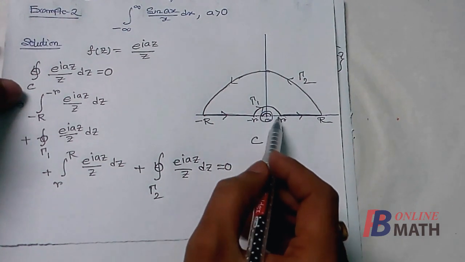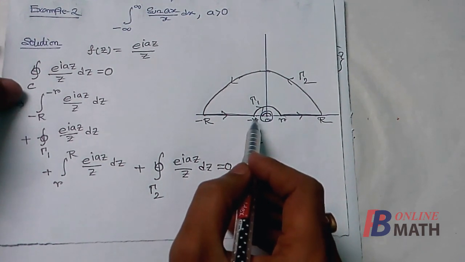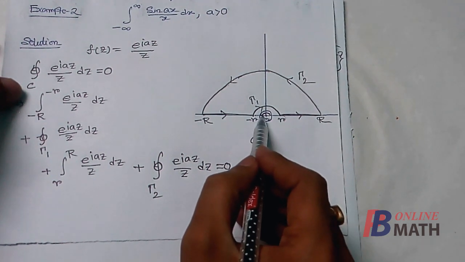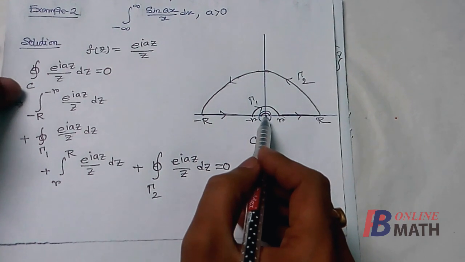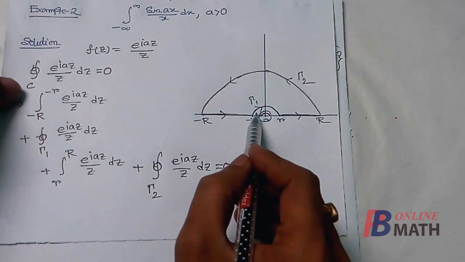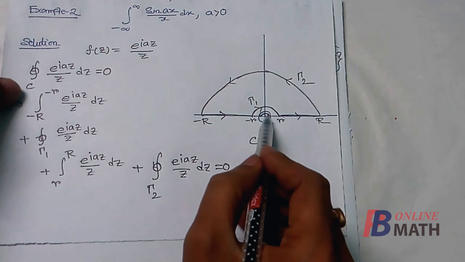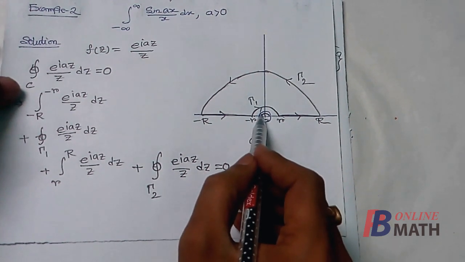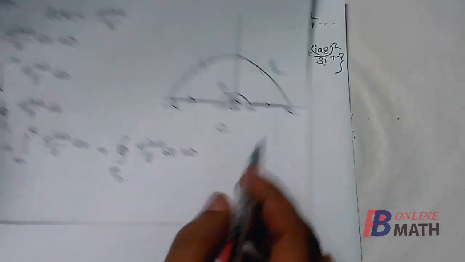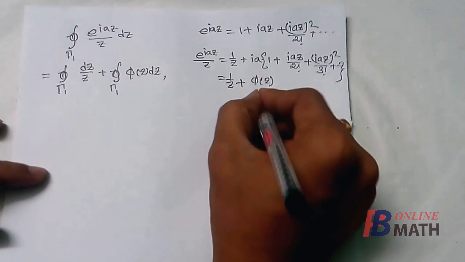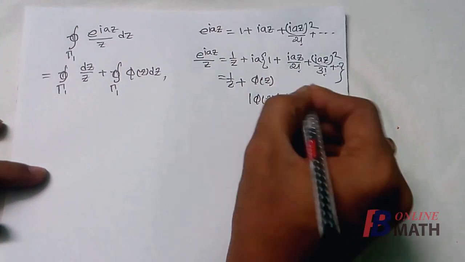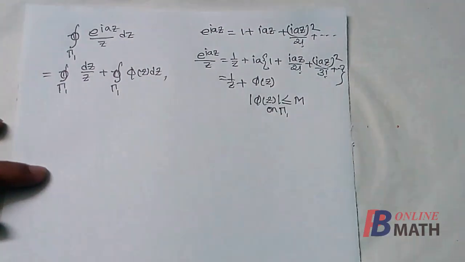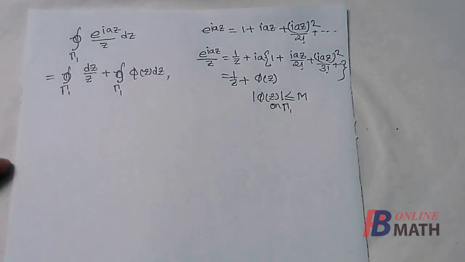Now small r is arbitrary, so we can select small r so small such that this inner semicircle lies entirely within this neighborhood. So for some small value of r, this inner semicircle lies entirely within this neighborhood where the function phi z is bounded. Now since this inner semicircle lies within this neighborhood, we can conclude that the function phi z is bounded, so let's suppose it is less than or equal to capital M on gamma 1. So the function phi z is bounded on gamma 1.